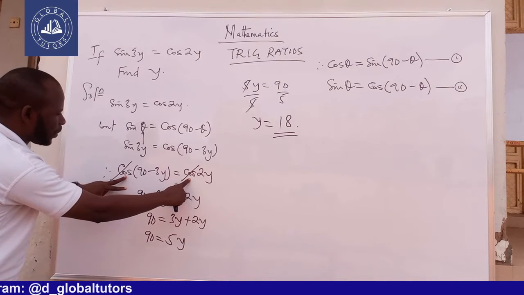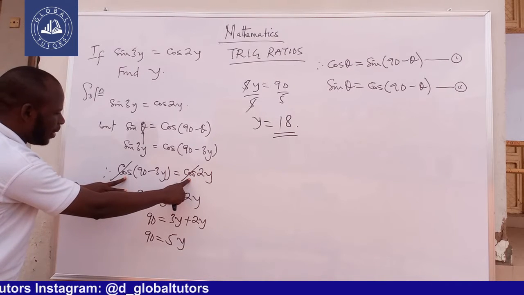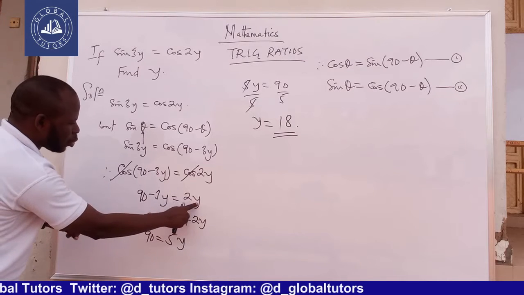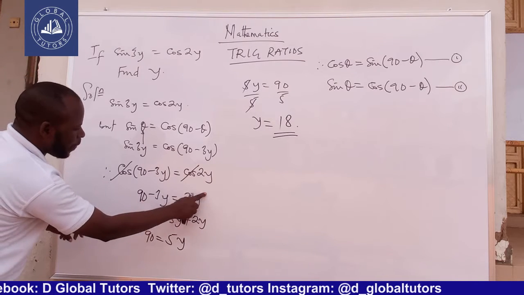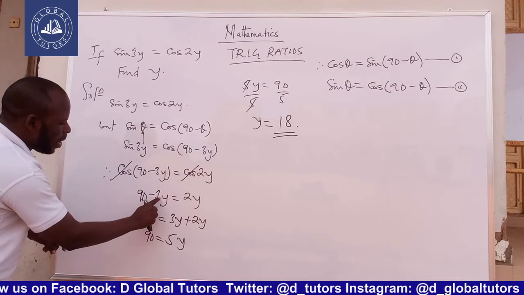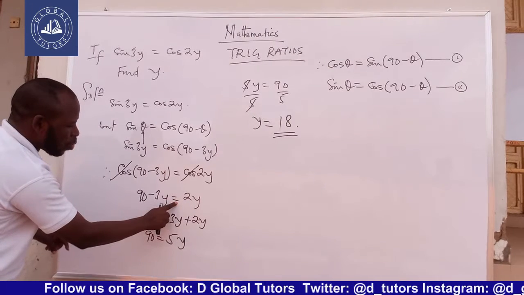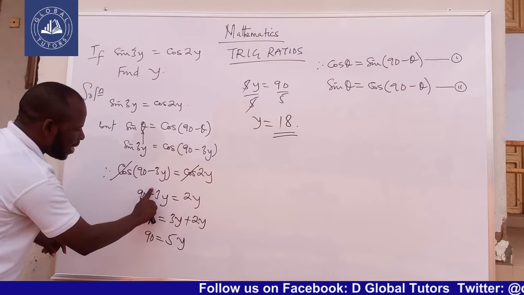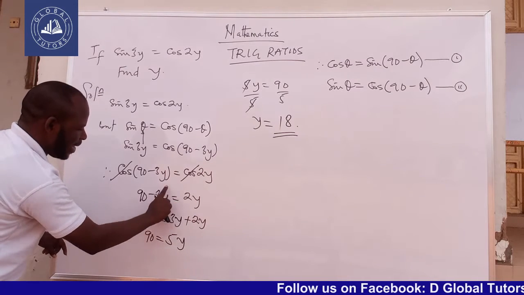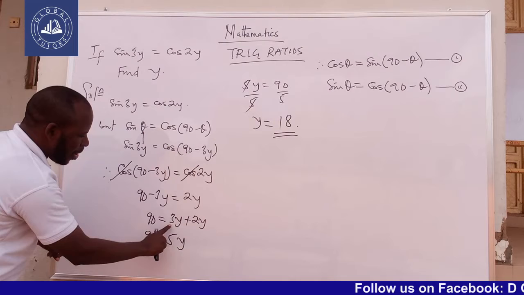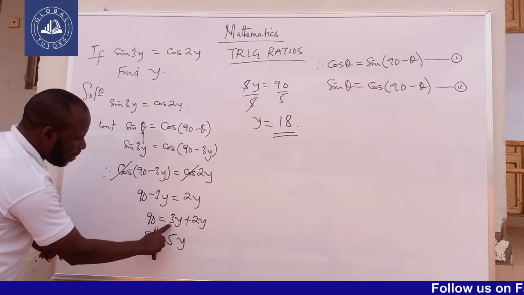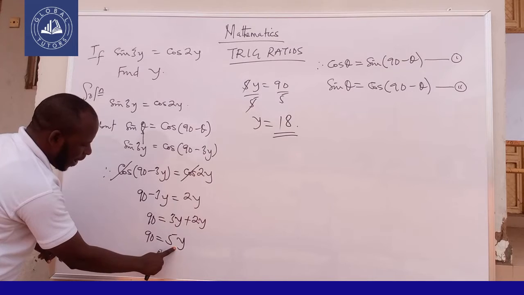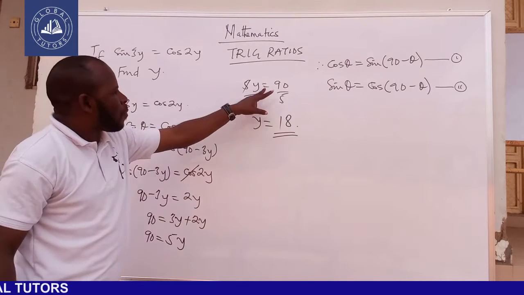So these two take care of each other. So we are left with 90 minus 3y equals 2y. So this 3y moves to this side. And anytime a number moves across the equality sign, its sign changes. So this is minus 3y. If it moves across the equality sign, it changes to what? Plus. So you have minus 3y becoming plus 3y. So you have 3y plus 2y becoming 5y. So we have 5y is 90.